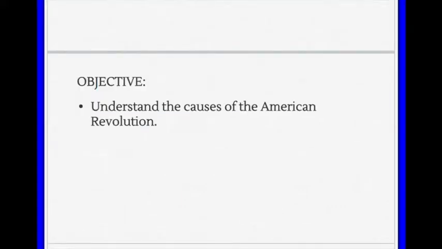The objective for Part 1 of this lecture is to understand the causes of the American Revolution. The American Revolution occurred in the latter part of the 1700s. However, history isn't linear, so I will be discussing themes, ideas, and events that occurred prior to the latter part of the 1700s.